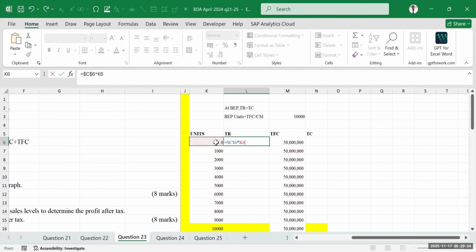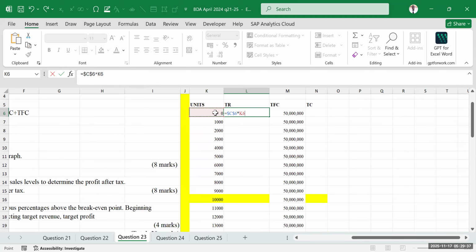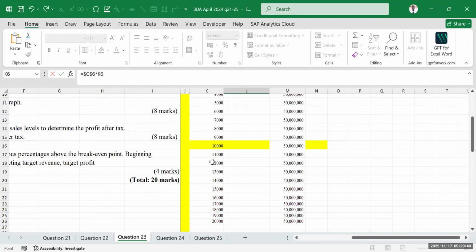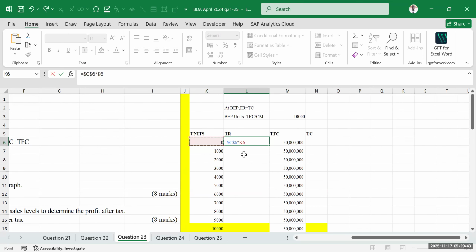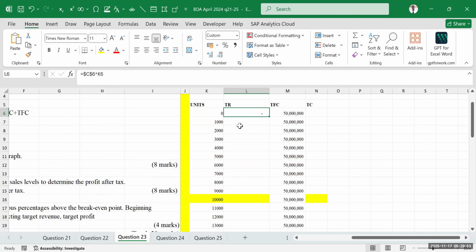Multiply by the unit. Here, we don't need to lock anything. If you really love locking things, then you better lock the column, but not the row, because we want Excel to move from unit 0 to 1,000 all the way to 20,000, and we will have our total revenues in each case. So I confirm, my revenue when unit is 0 is also 0. I will not repeat that formula for the rest. I just want to autofill by either holding it by the tail and dragging, or I just hit it twice.